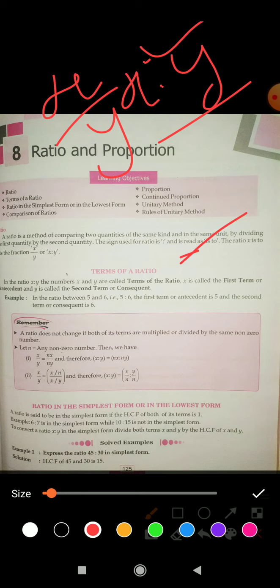Okay, next is the terms of a ratio. In the ratio x ratio y, the numbers x and y are called the terms of a ratio. x is called the first term or the antecedent, and y is called the second term, the consequent. For example, in the ratio between 5 and 6, we can write 5 ratio 6. The first term 5 is the antecedent, and the second term 6 is the consequent.